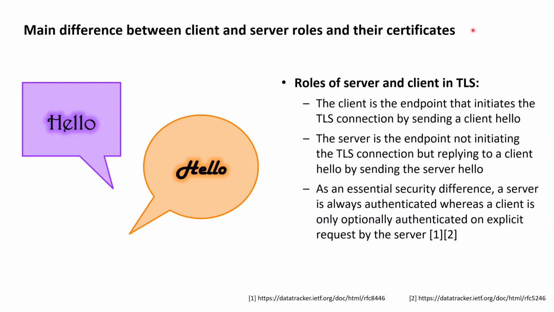Starting with the question on what the main differences are between the role of a client and the role of a server within TLS, the first and possibly obvious difference is that the client is the peer that initiates the TLS connection by sending a client hello message. The server is then the peer that does not initiate the TLS connection but replies to a client hello message with a server hello message.